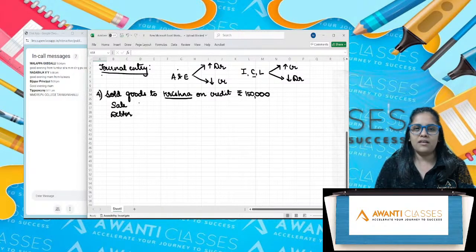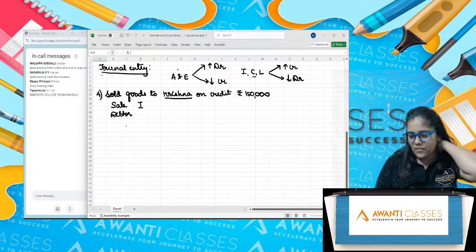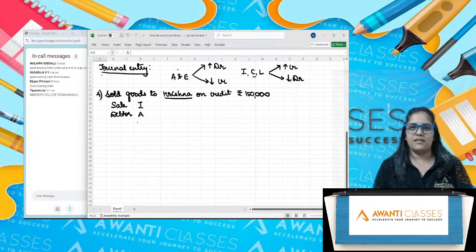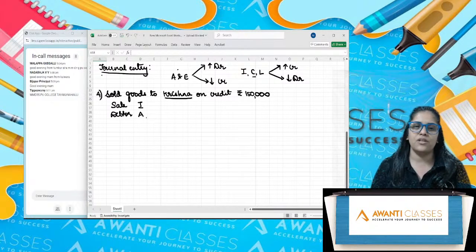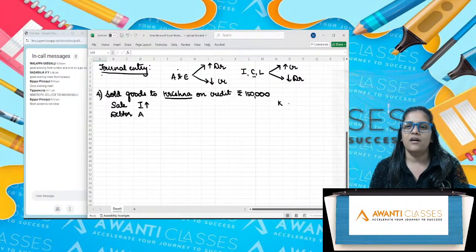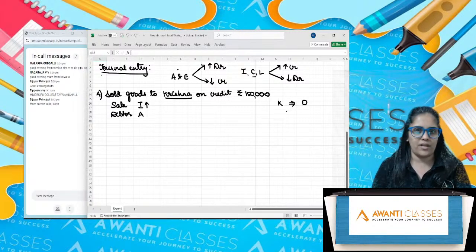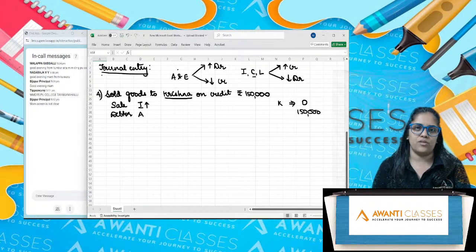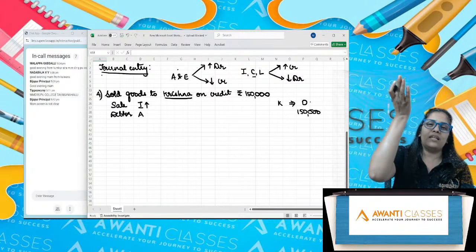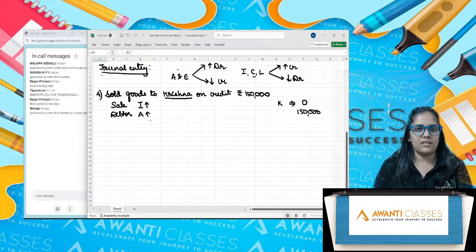Sale is an income and our debtor is an asset. Now pay attention. If you make sales, sales will increase. And Krishna earlier did not have to pay you anything. Now that you sold goods, he has to pay you 1,50,000. So from zero, he has become 1,50,000. So Krishna's balance has increased. So debtor is also increasing.